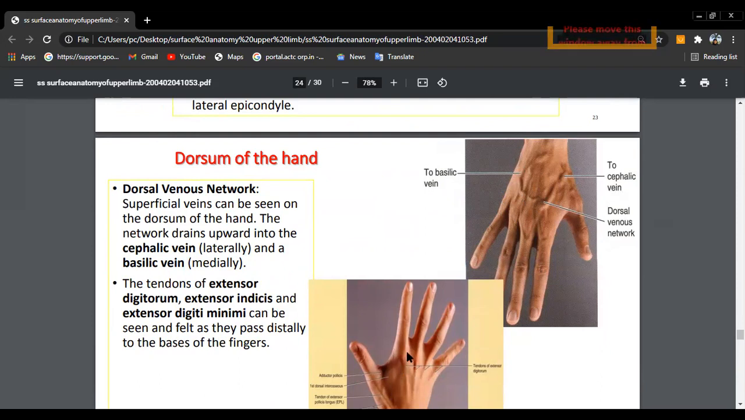And if you try to extend your digits, you are finding the tendons of extensor digitorum. Isn't it? This is the anatomical snuff box. We will discuss it as we move on. So this is the dorsal venous network. Superficial veins can be seen on the dorsum of the hand.